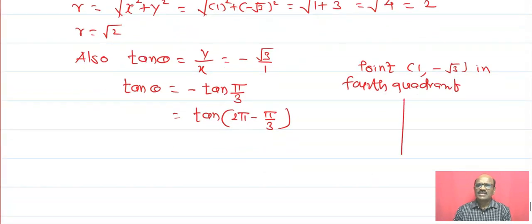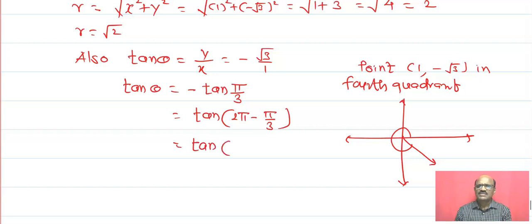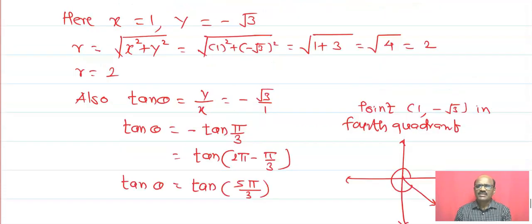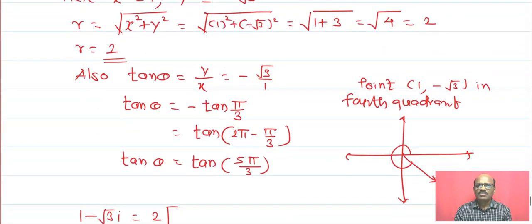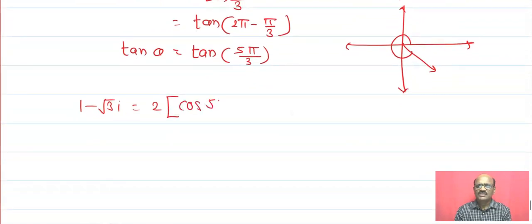Now see this. Therefore I had written that the angle is 2 pi minus pi by 3. It's written as 2 pi minus pi by 3. Therefore, after simplification, you are getting 5 pi by 3. Therefore, 1 minus root 3i is written in the polar form. Its magnitude is 2, I had corrected it. That is cos of 5 pi by 3 plus i times sine of 5 pi by 3.